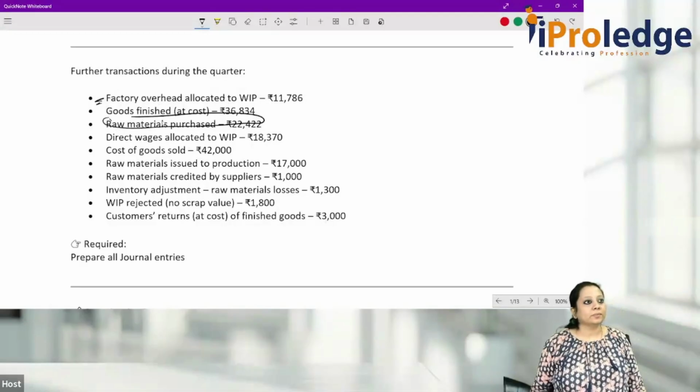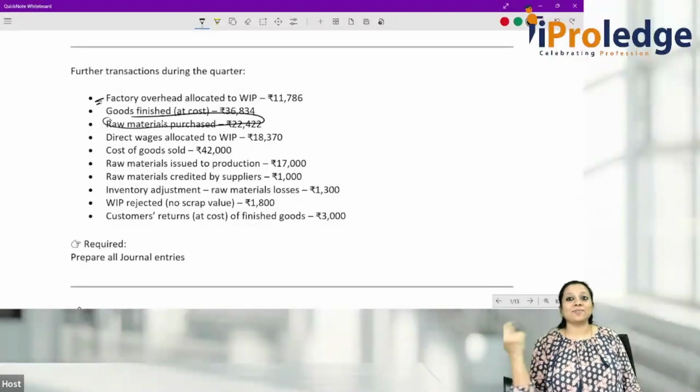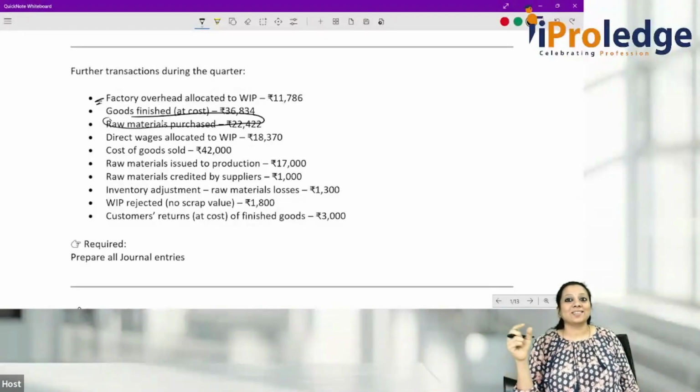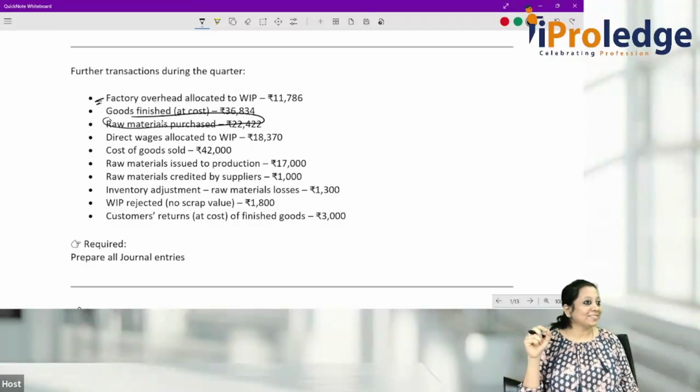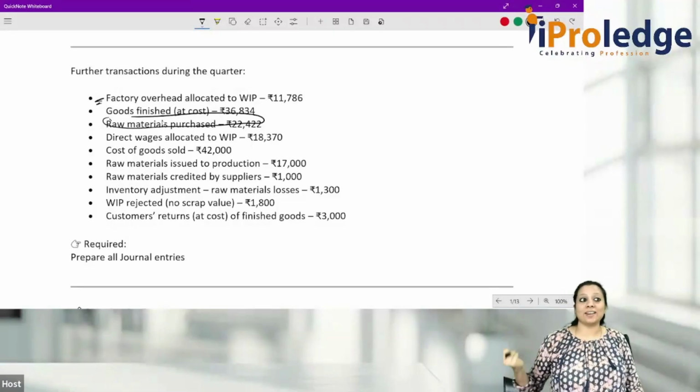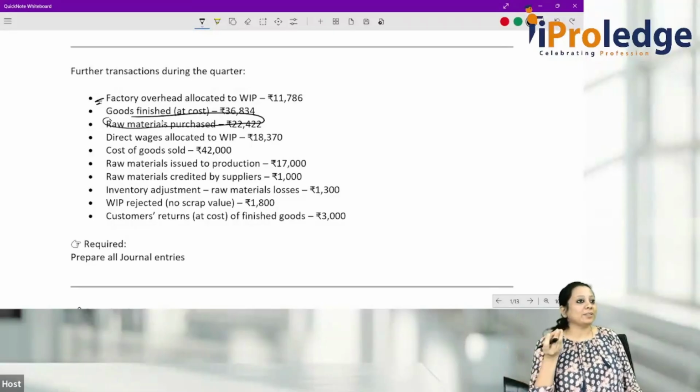Credit the creditors. No, creditors is financial, no? So I can't use financial. Bank is also financial, no? Bank and debtors, creditors will not come. Yes, GLA. Stores ledger and RM control are very similar to each other.